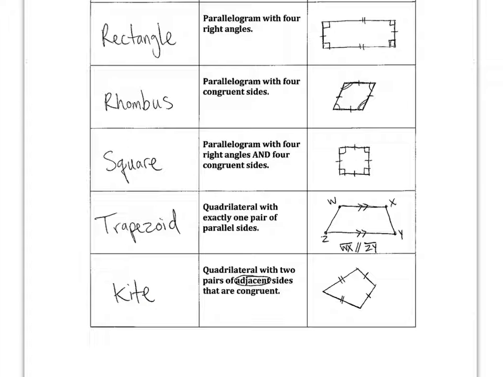A kite is a quadrilateral, four sides, with two pairs of adjacent sides that are congruent. That means the sides that are right next to each other are congruent. So these two are congruent, and then those two are congruent. That's what adjacent means, right next to each other.